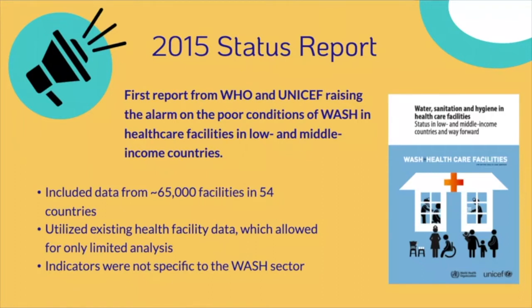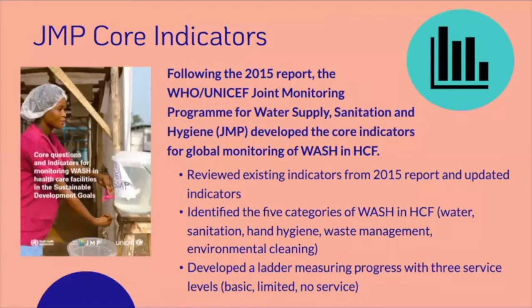Following the release of this report, there was a discussion to update the core indicators for WASH and healthcare facilities through the Joint Monitoring Program for Water Supply, Sanitation, and Hygiene, or JMP, which is run by WHO and UNICEF, so that we had a common set of indicators we could use across a variety of surveys and monitoring tools to understand how we were progressing towards a global goal of 100% coverage by 2030 to be in line with the SDGs. So it reviewed the existing indicators and updated them, identifying 5 key categories of WASH and healthcare facilities.